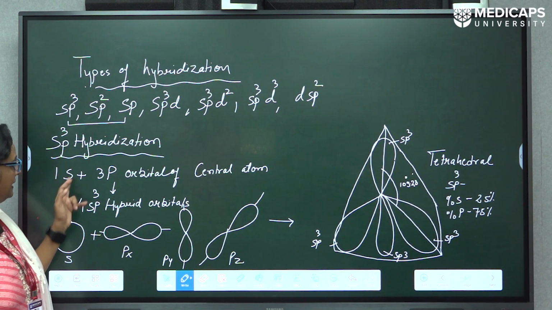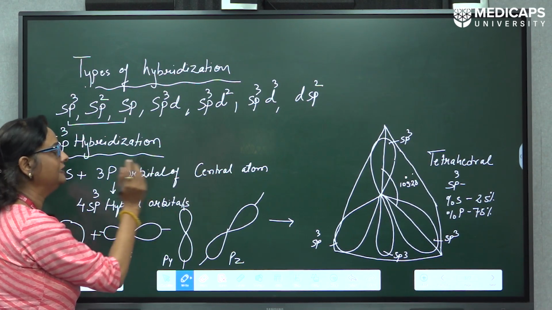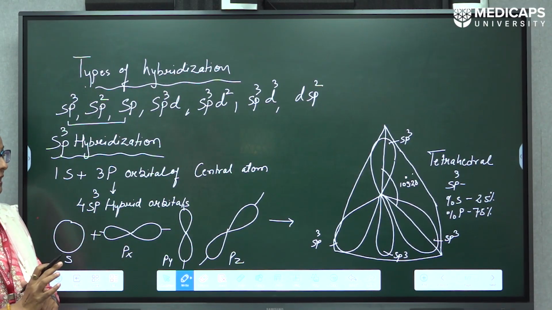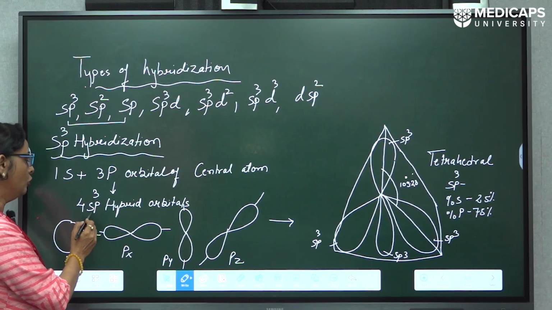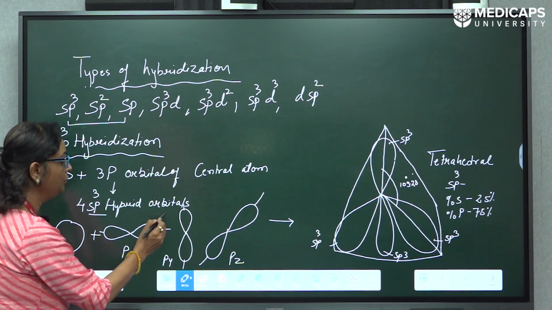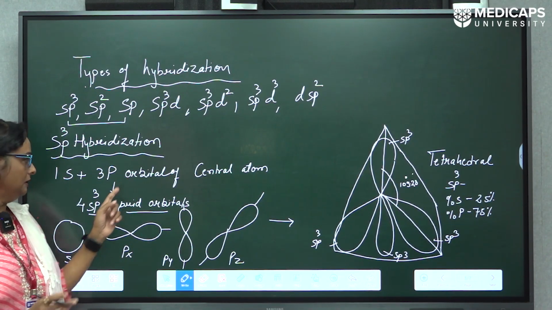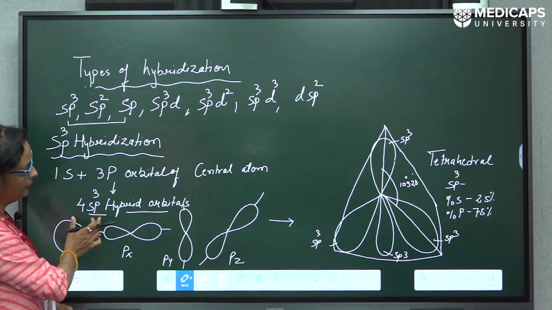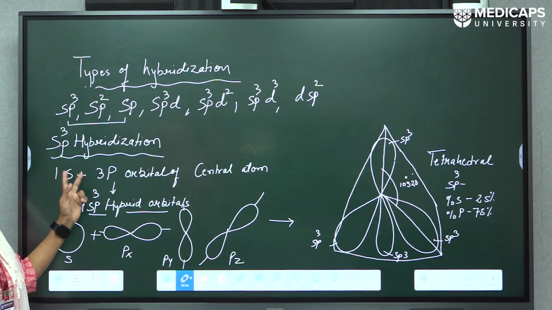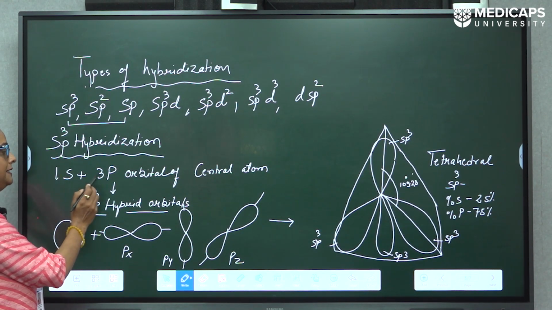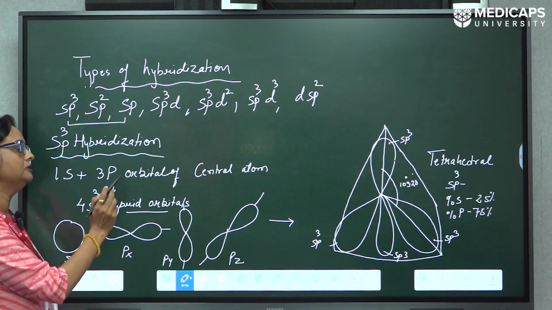Now in sp3 hybridization, one s and three p orbitals of the central atom take part and intermix together to form four sp3 hybridized new orbitals. As I told you, before the hybridization, the number of orbitals must be equal to the number after hybridization. So 4 atomic orbitals are taking part, 1s and 3p, and after the hybridization, the resultant 4 sp3 hybridized new orbitals will form.